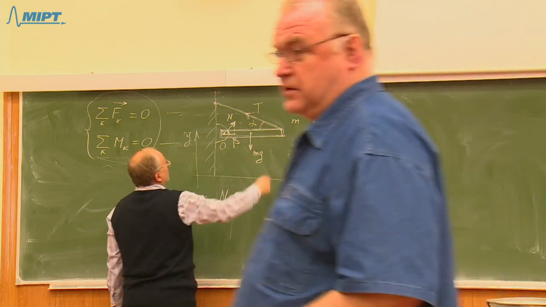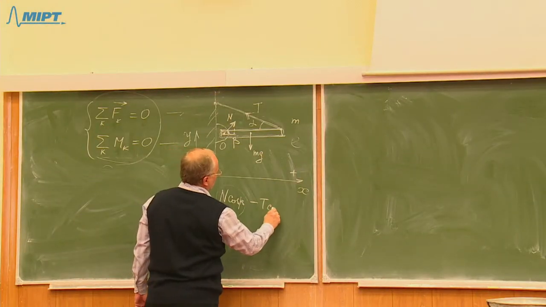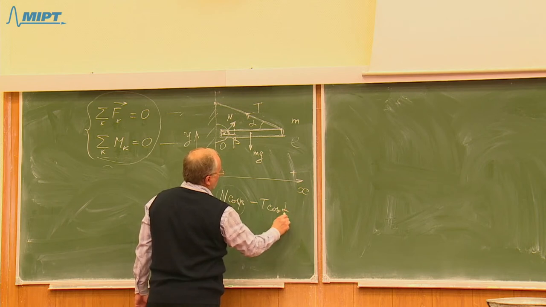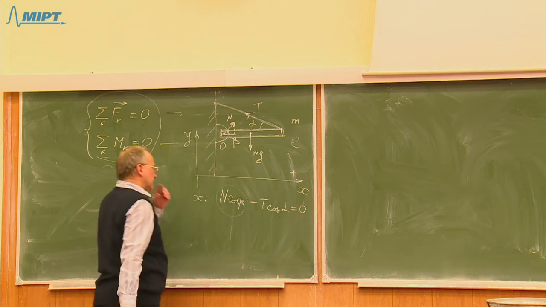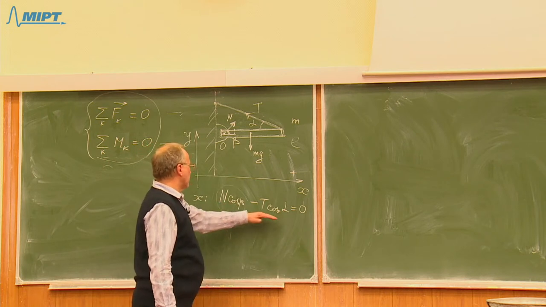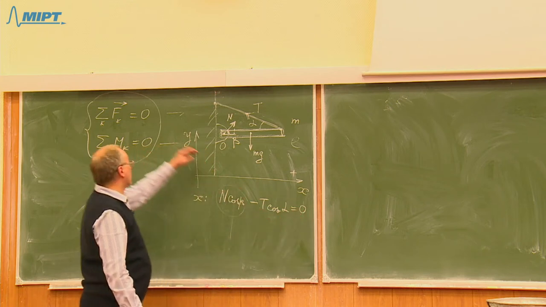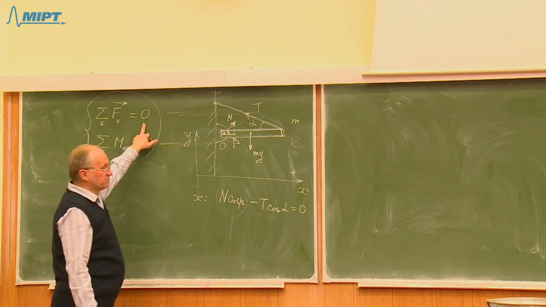And so I will take it with opposite sign. It will be T cosine alpha, T cosine alpha. And this must be equal to 0, because horizontal components of all forces added algebraically must give 0. Why? Because of this equation, because of this condition.